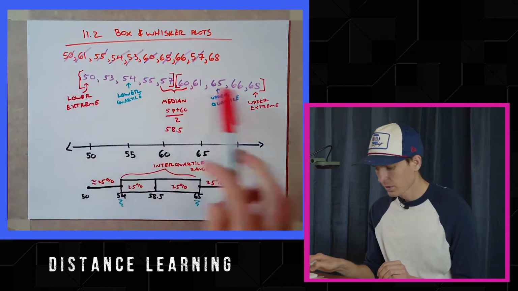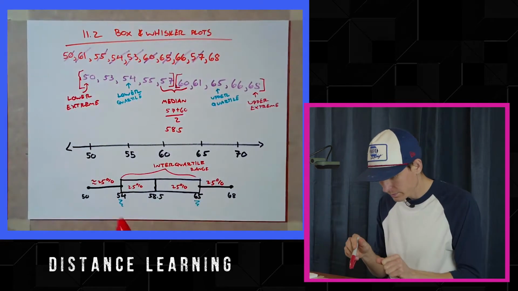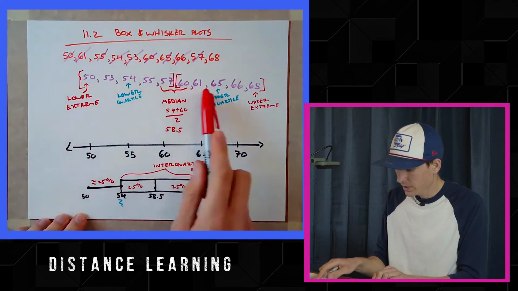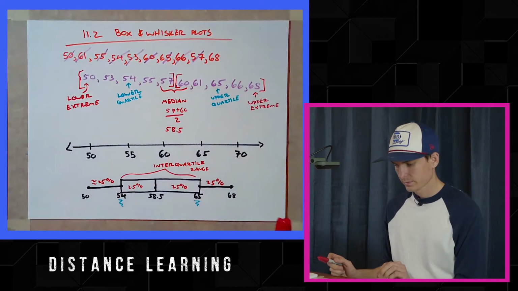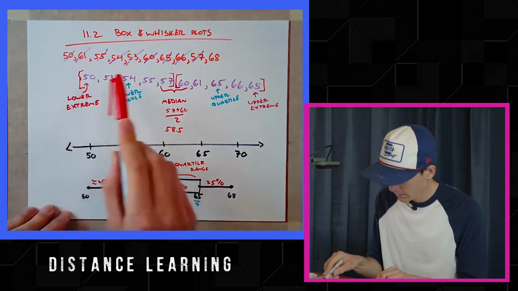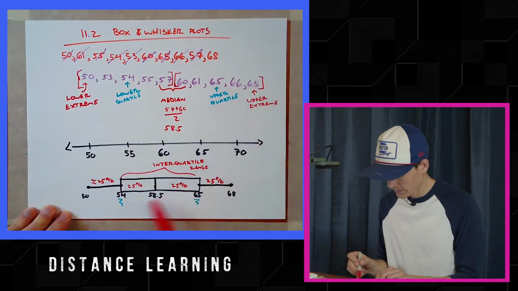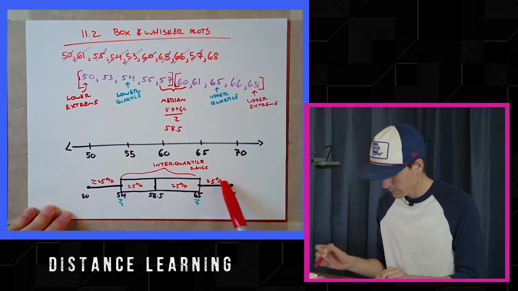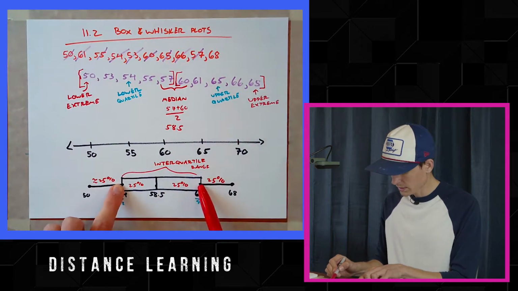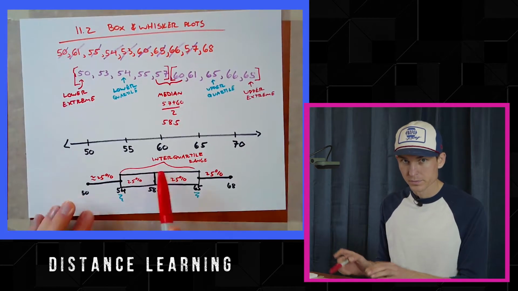Put it from least to greatest, find the median, split it, find the median of that lower part, find the median of the upper part, and then graph the dot at lower quartile, median, upper quartile, upper extreme, dot, dot, dot, dot, dot. And then from your lower quartile to your upper quartile gets a box, median gets a line. Okay?